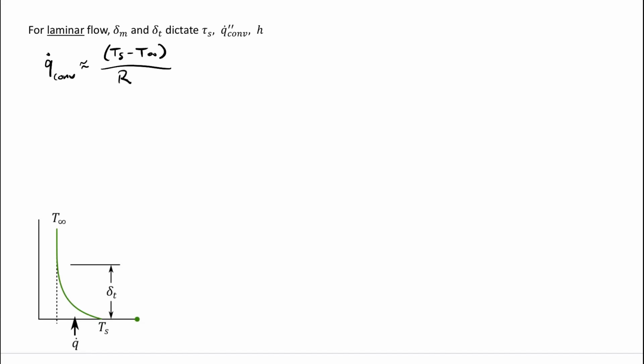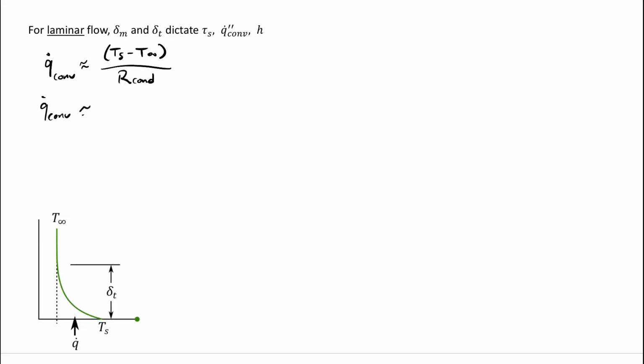Well, what are we actually doing when we're convecting into the fluid? We see that there's this temperature profile, and it looks a lot like 1D conduction. We're actually conducting into the fluid, right? So this is our conduction for this conceptual model. Our convection heat transfer is related to a conduction resistance in the fluid. Okay, what does that conduction actually look like?